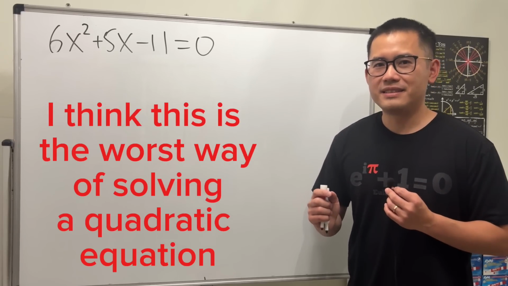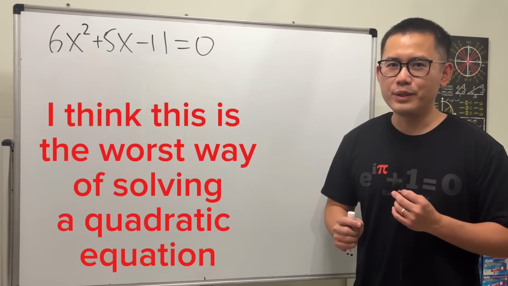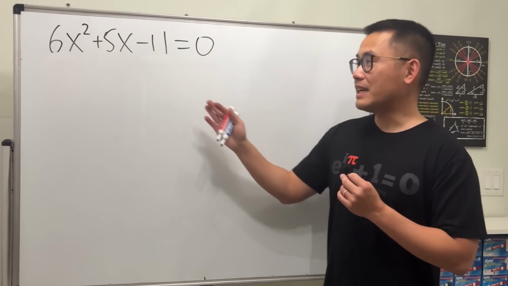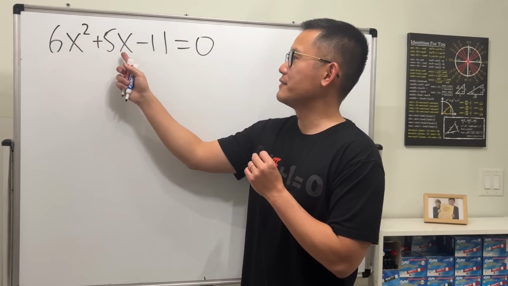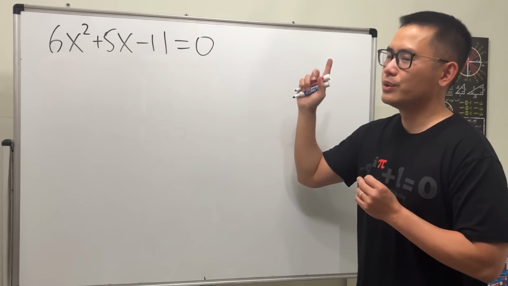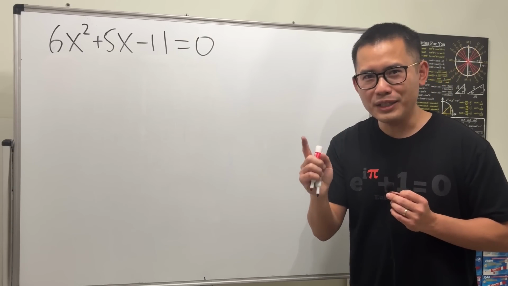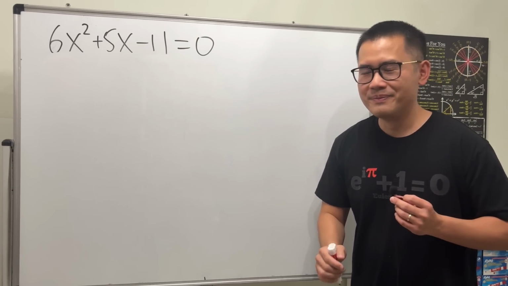I think this is the worst way of solving a quadratic equation, and I hope nobody really does this. Let's have a look. Here we have 6x squared plus 5x minus 11 is equal to 0. What we will do is, let's use the rational zero theorem.